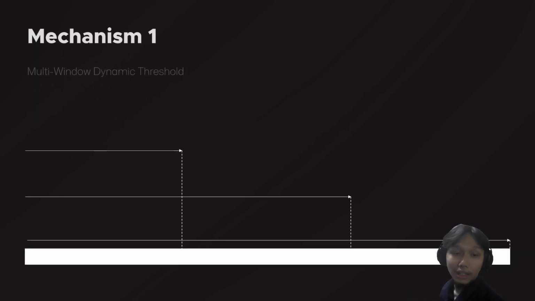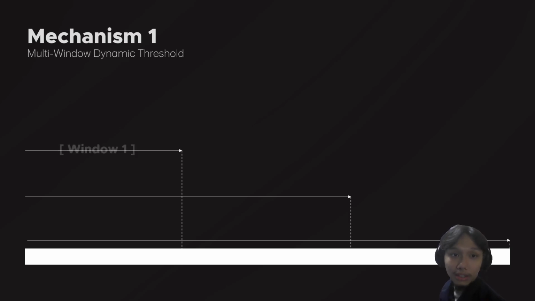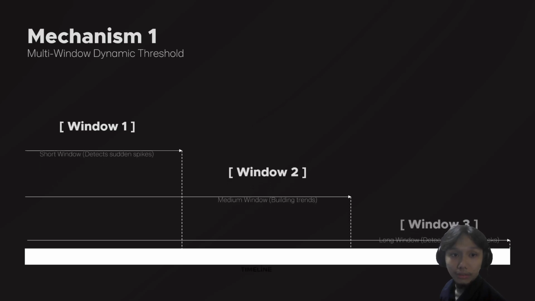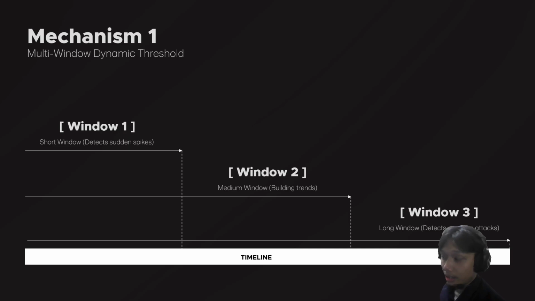So let's see mechanism one, the multi-window dynamic threshold. The first window is the short window, which detects sudden spikes in the time frame. You can see window one is pretty short, so if it detects a sudden burst of TCP, it will alert the second mechanism. Another window is for building trends, which can detect poisoning by the attacker. If the attacker keeps attacking with SYN at a slow rate, for example sending 10 packets and then 11 packets and then 13 packets, this will look a bit suspicious and will alert the second mechanism.